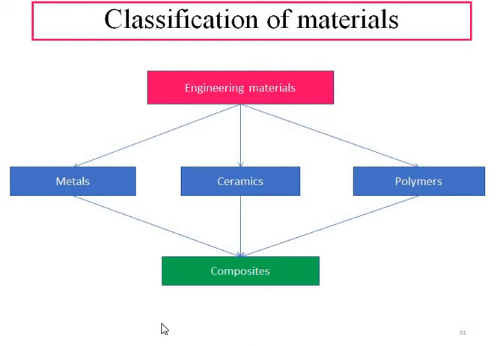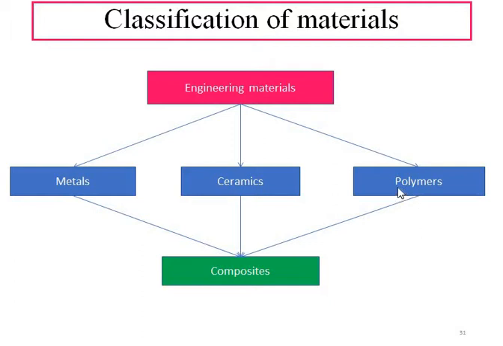Okay, welcome back to our new topic. Here we will discuss the classification of materials, basically engineering materials. The term engineering materials denotes materials which are used for engineering applications. Here, engineering materials are broadly classified into three major types, that is metals, ceramics, and polymers.